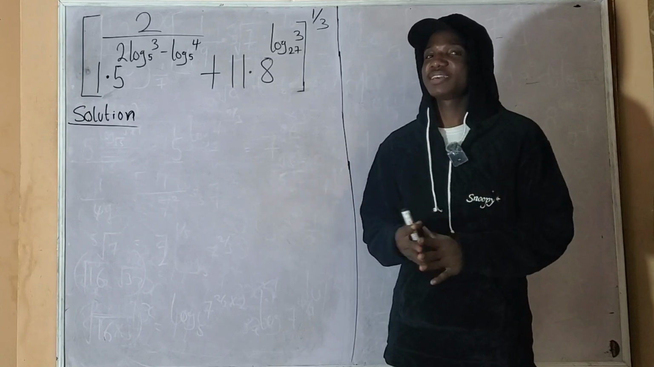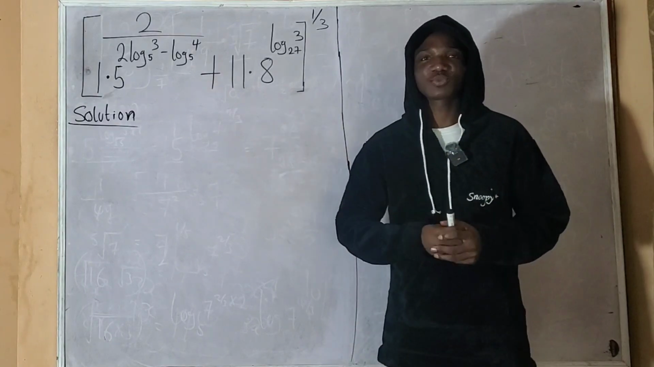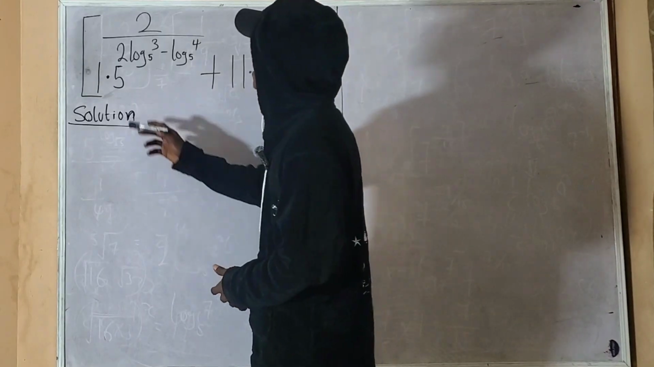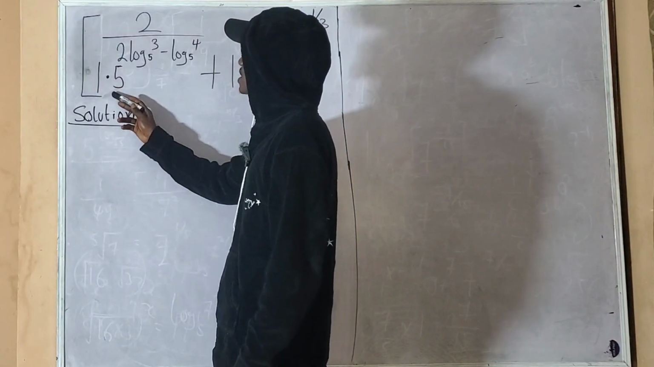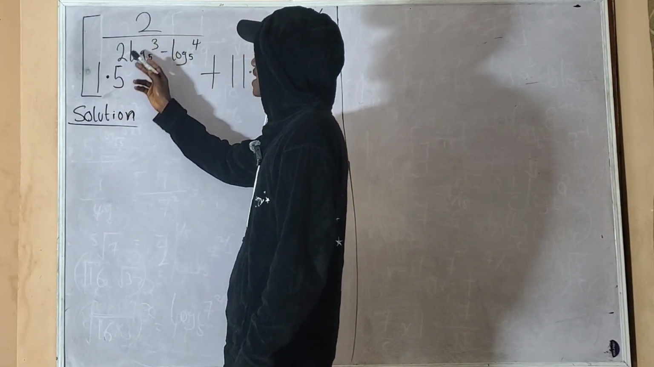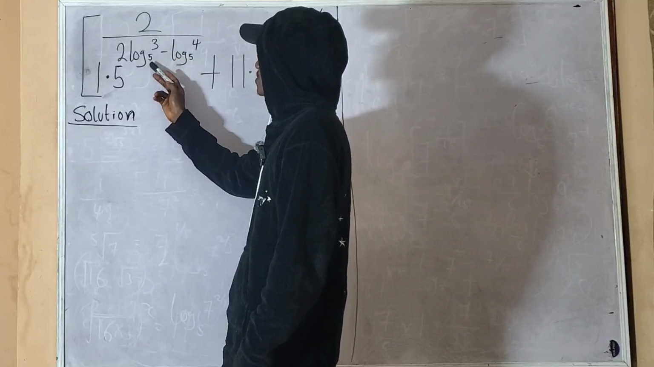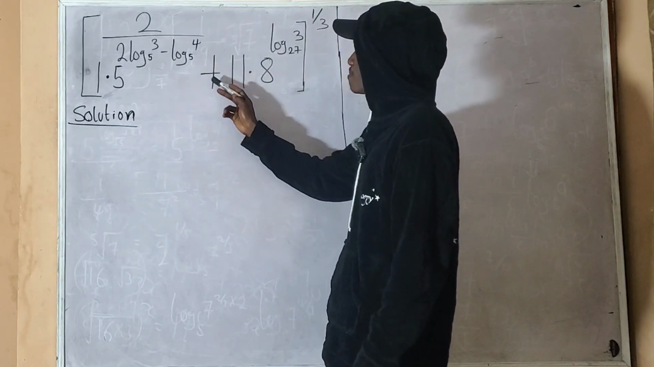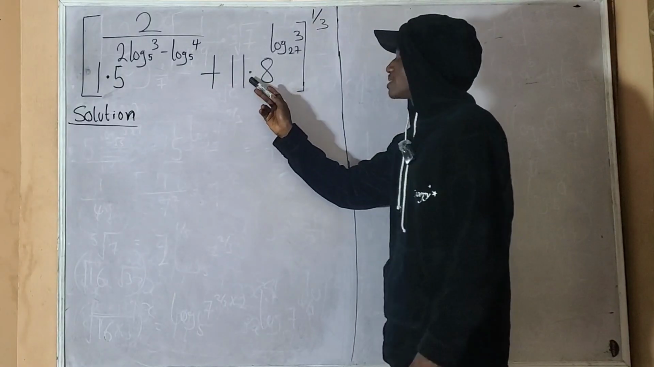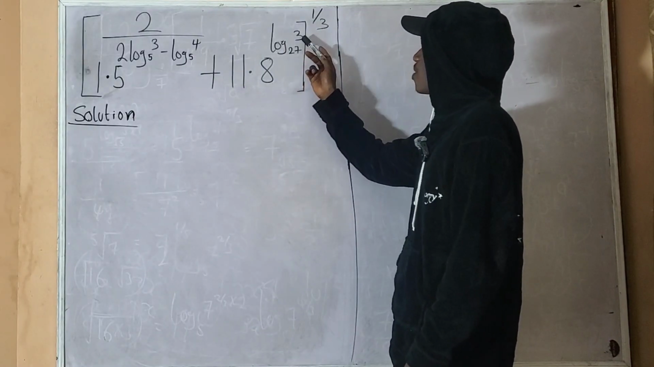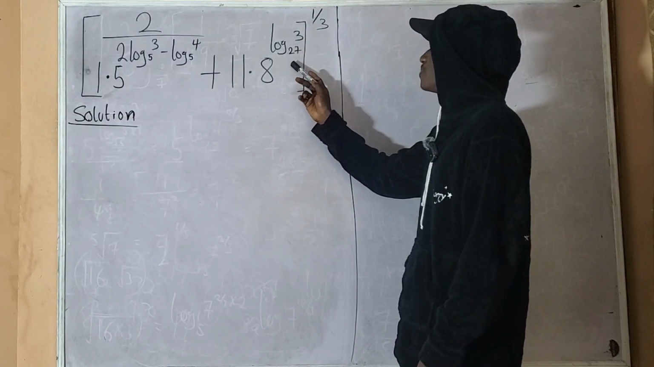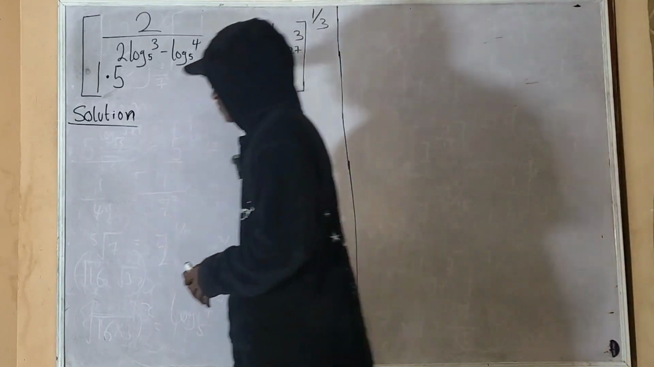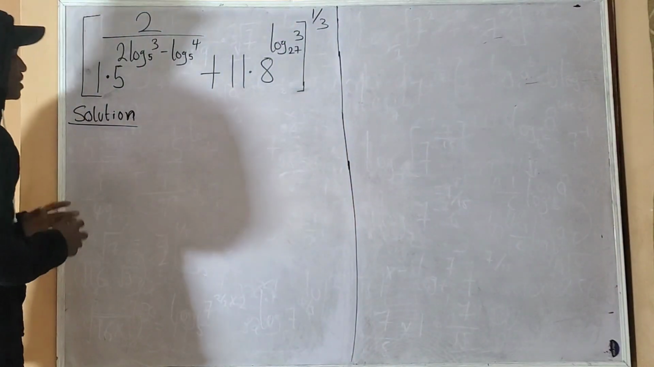Can you simplify this logarithmic question that we have on the board? We are asked to simplify (1.5)^(2 / (2 log_5 3 − log_5 4)) + 11 × 8^(log_27 3), all this raised to the power of 1/3. To simplify this question, please pay attention.